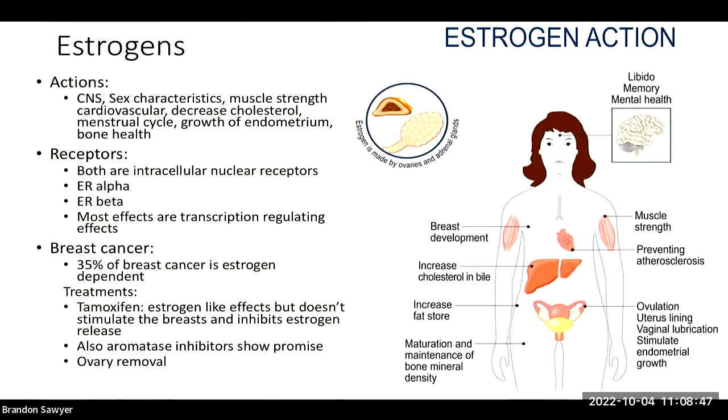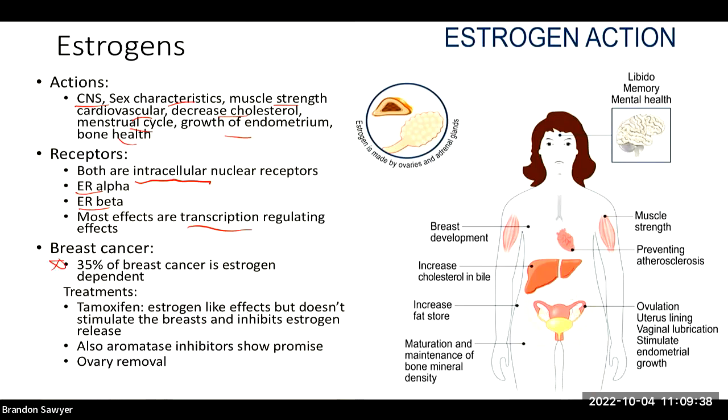Okay, so then when we look at the effects of estrogens, lots of different effects: central nervous system effects, sex characteristics, muscle strength, cardiovascular, decreases in cholesterol, all the stuff in the menstrual cycle we're going to talk about, growth of the endothelium, bone health, like Cassie and Alejandro just talked about. And then there are multiple types of receptors. They're all intracellular nuclear receptors, right? Because this is a cholesterol-based hormone, so it can get through the cell membrane, get in and bind intracellularly. There's a couple different ones: estrogen receptor alpha, beta. You don't need to know the difference between any of them for this class. But most of the effects are somehow regulating transcription, either causing more of a certain protein to be made or less of a certain protein to be made.